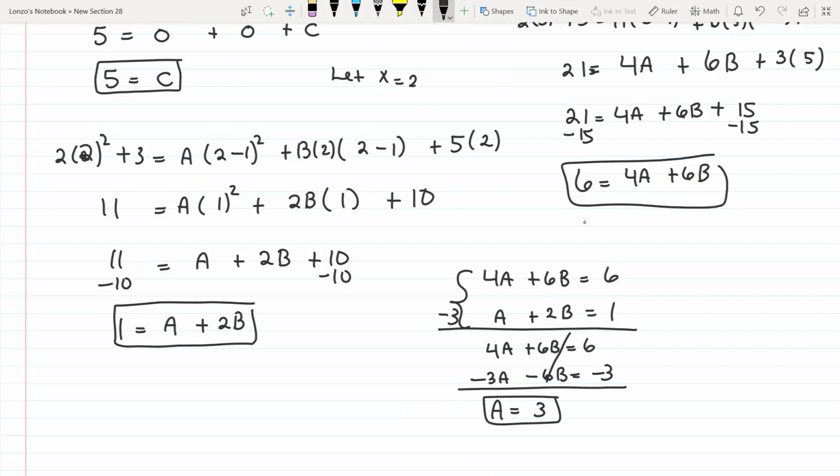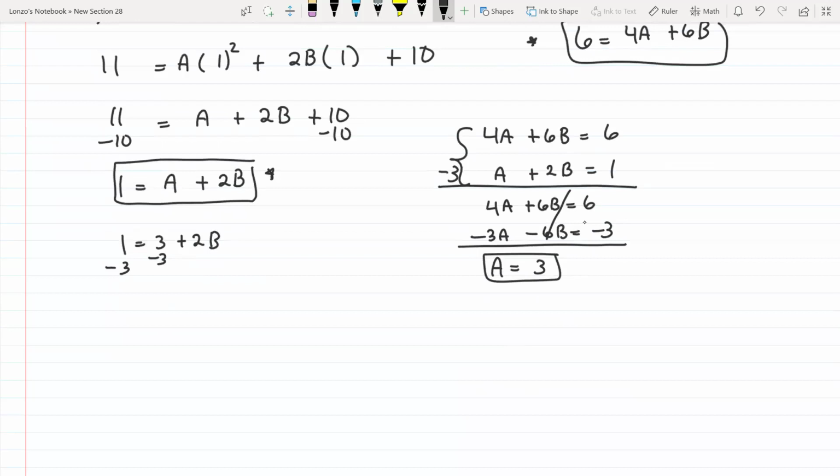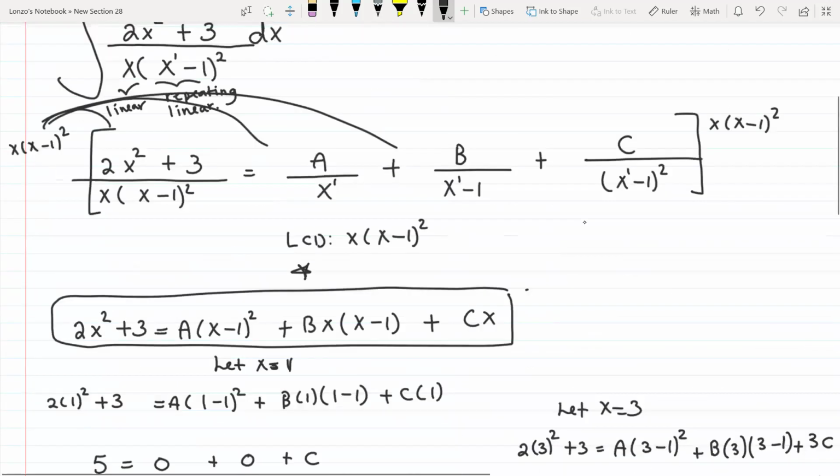Then I'm going to solve for my b by plugging my a value either in here or here. It doesn't really matter as long as it's an original equation. I'll put it here. So 1 equals a, which is 3, plus 2 times b. Subtract 3. 1 minus 3 is negative 2, equals 2b. Divide this by 2. B equals negative 1. Okay, that's not our answer. We just know our A, we know our B, and we know our C.